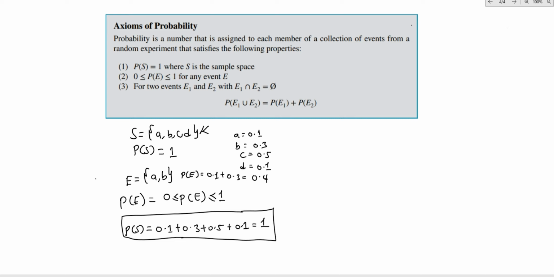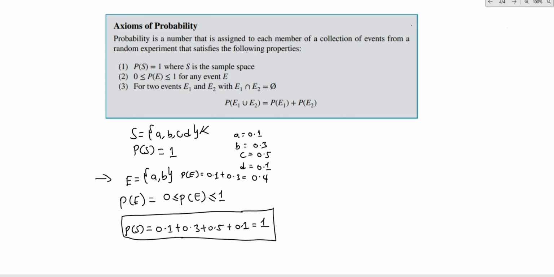And then we chose an event E which has the outcomes A and B, and then we found its probability, and that was 0.4, and that satisfies the second axiom also. So that's what the first and then the second axiom means. So let's look at the third axiom also.